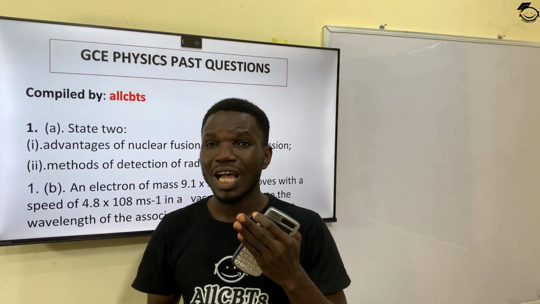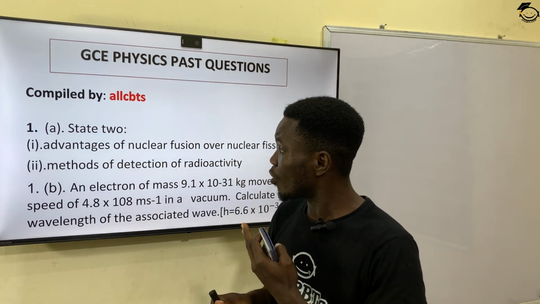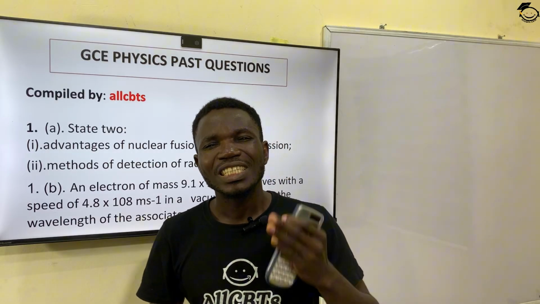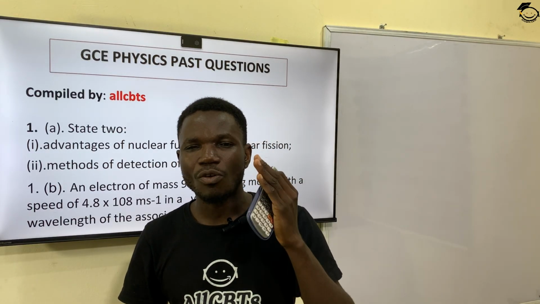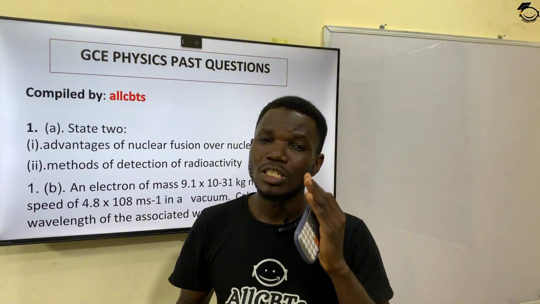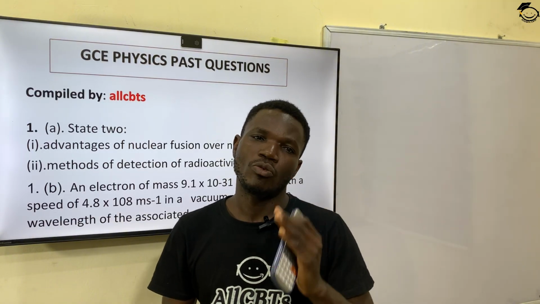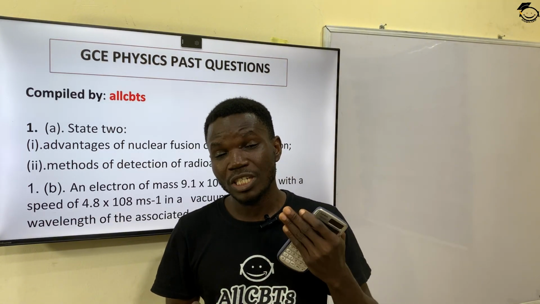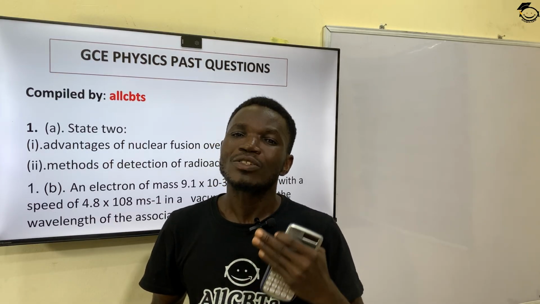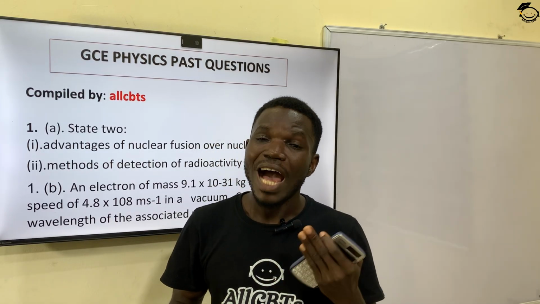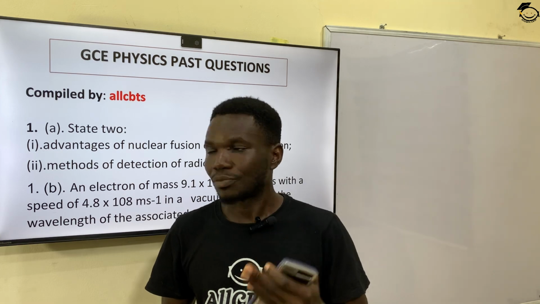The second advantage of fusion over fission is that there is an abundance of fuel, and the fuel is readily available. For example, deuterium, which is easily gotten from water. So the fuel is readily available and abundant.